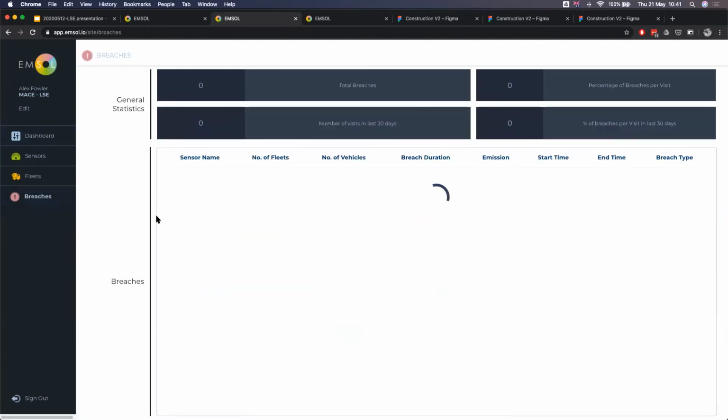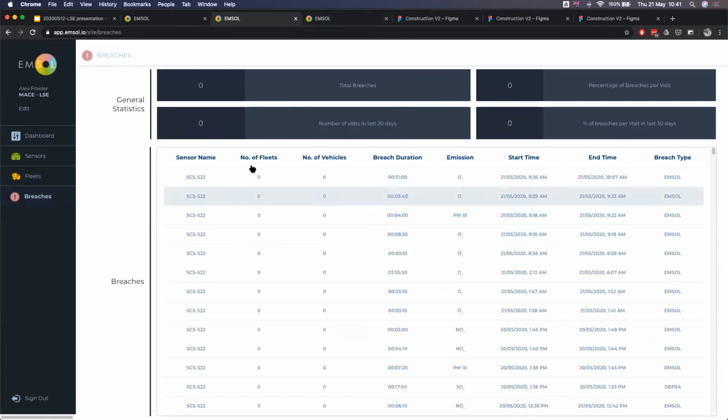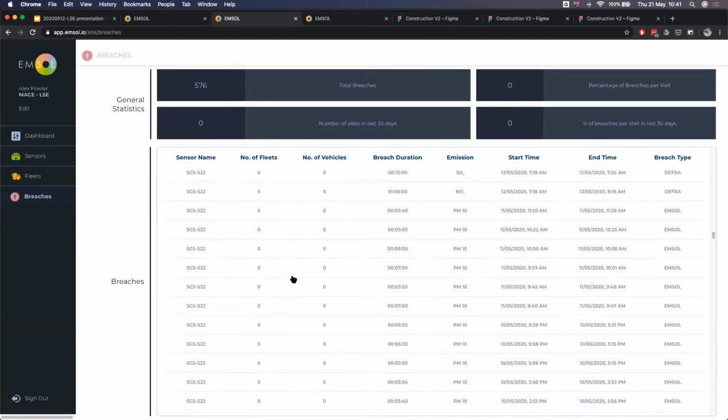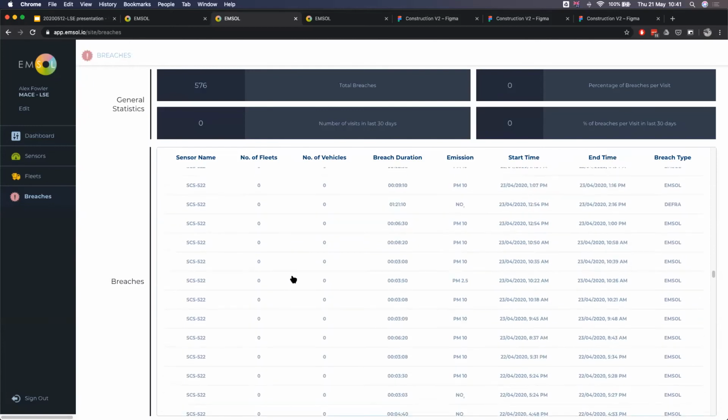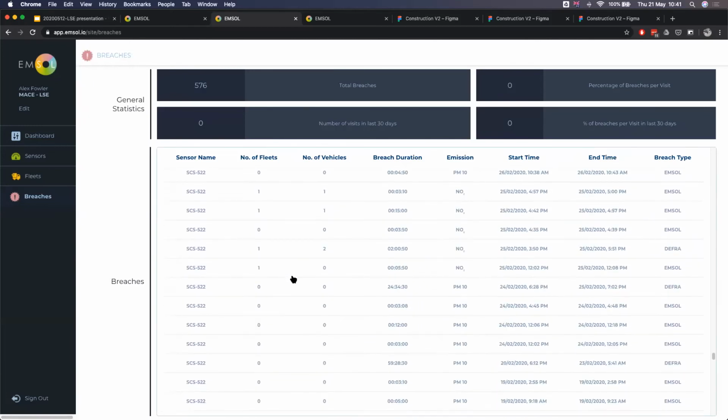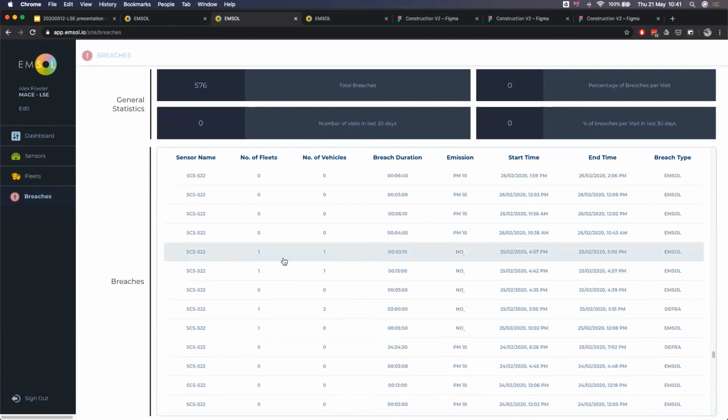Okay, if we just have a look at the breaches view in more detail. So this is a list of all of the breaches in air quality for a particular period of time. And I'm just going to find one that's got a vehicle associated with it. As we can see on this screen, there are lots of breaches that aren't associated with a vehicle visit, which could be due to other vehicles on the site or to the London environment in general.